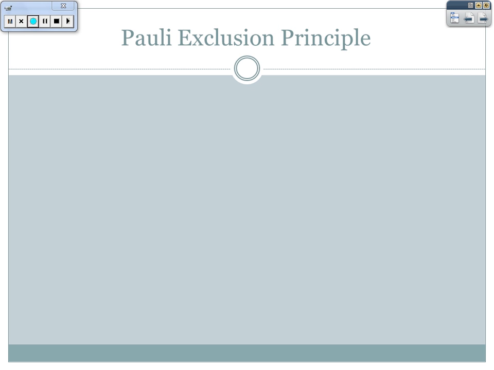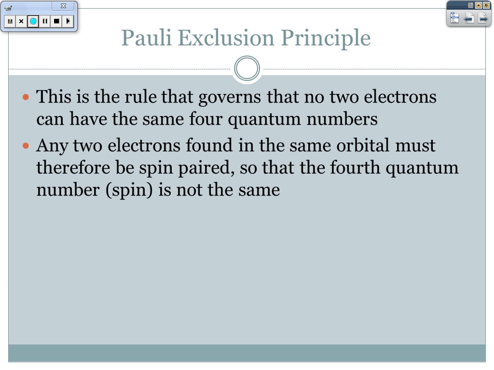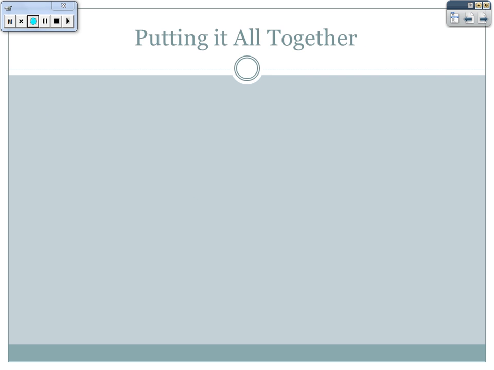And finally, we have the Pauli Exclusion Principle. This is the rule that governs the fact that no 2 electrons can have the same 4 quantum numbers. What this means is that any 2 electrons found in the same orbital must therefore be spin paired, so that the 4th quantum number, which is spin, is not the same. When we say spin paired, we mean 1 spin up, 1 spin down. Okay, you might want to pause and write those 3 rules down.